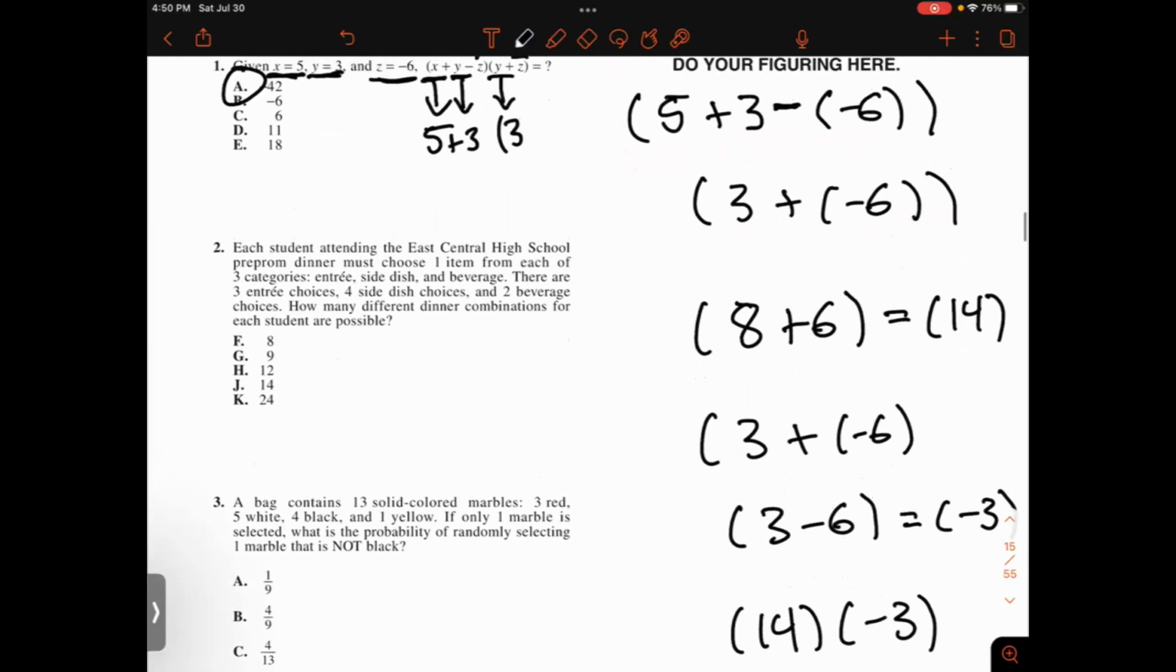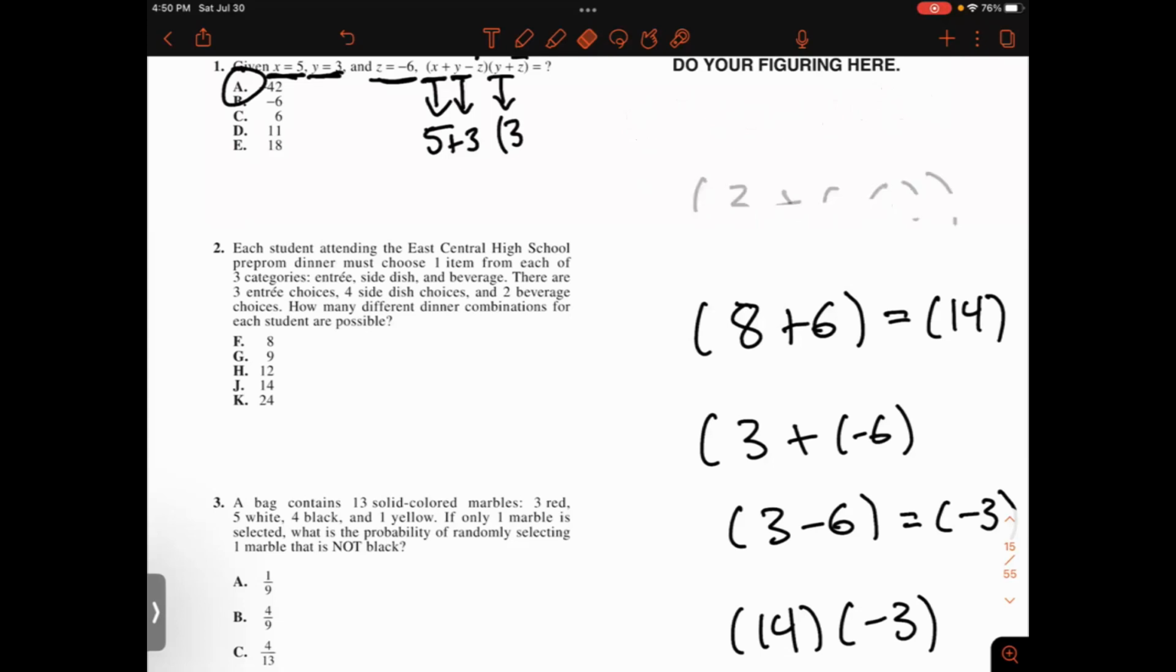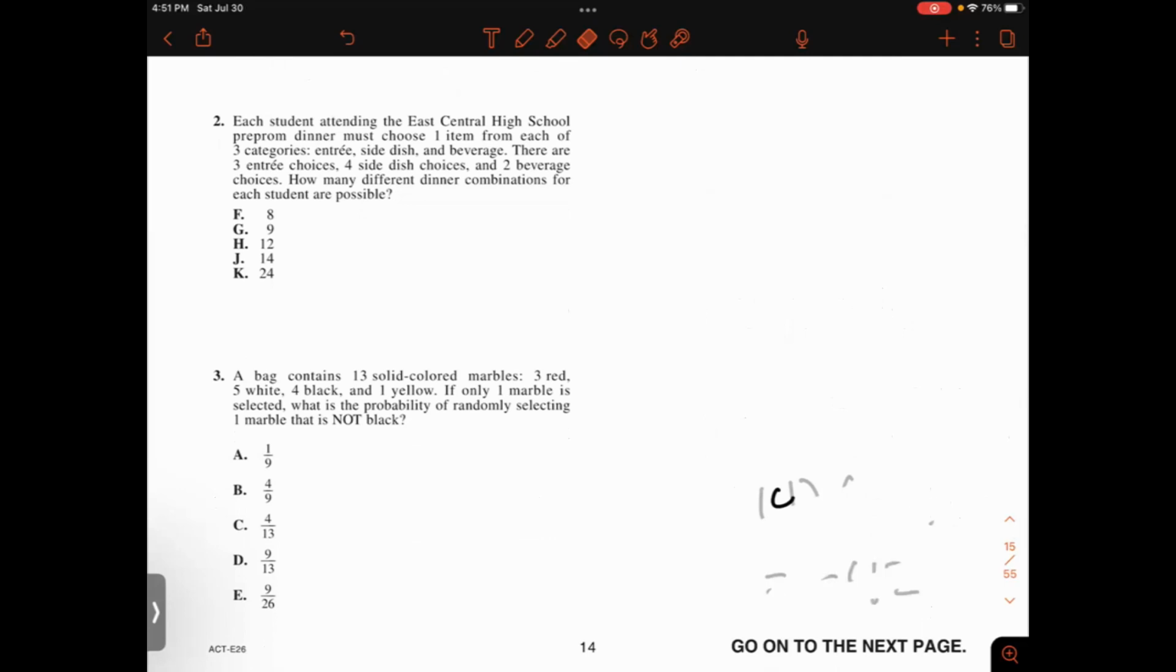Okay, so now let's look at question 2. Each student attending the East Central High School pre-prom dinner must choose one item for each of the 3 categories: entree, side dish, and beverage. There are 3 entree choices, 4 side dish choices, and 2 beverage choices. How many different dinner combinations for each student are possible? So, same approach. What kind of question is this? This is a combination question.